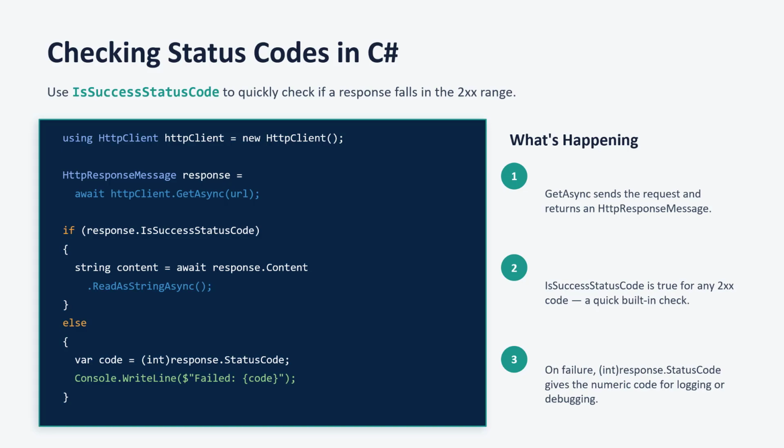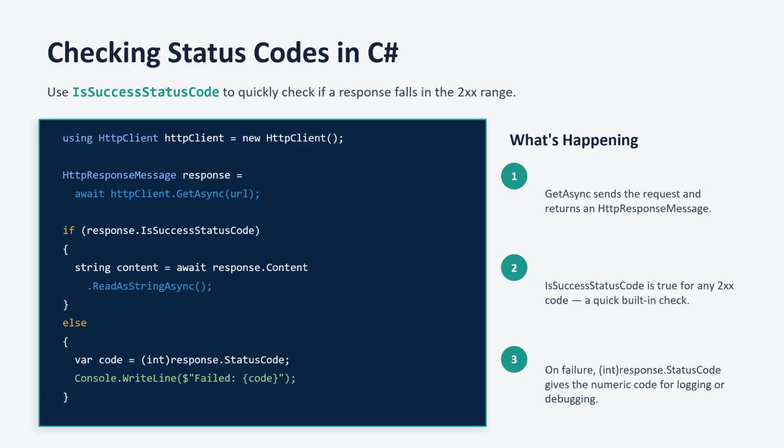So if it's successful, we read the content as a string, just like in our earlier example, but look at the else branch. This is what a lot of beginner coders skip. If the request was not successful, we want to cast our response.status code to an int so we can actually get the numeric code returned and print a clear failure message that includes the code, which can be very helpful for when we are needing to debug.